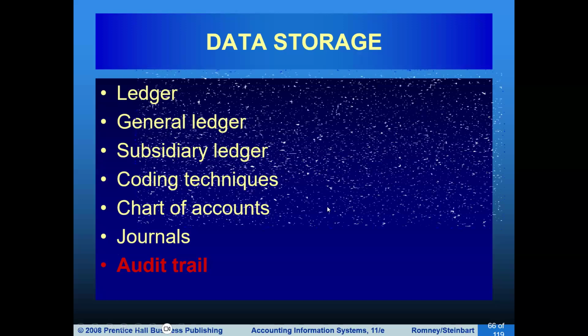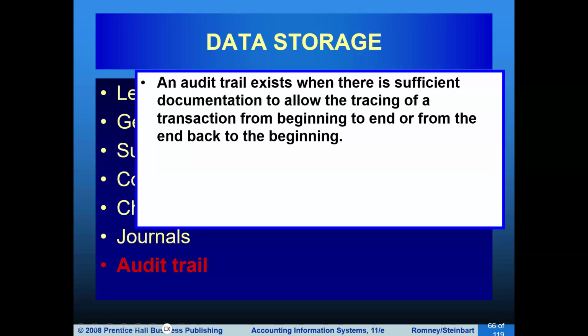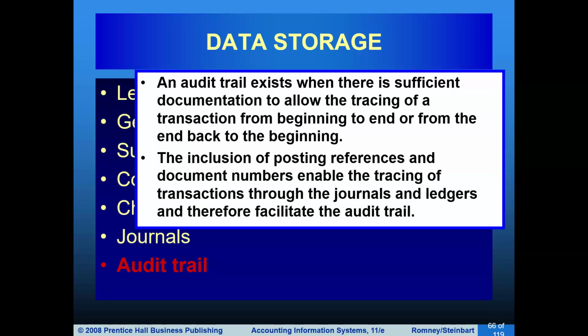Audit trail means an audit trail exists when there is sufficient documentation to allow the tracing of a transaction from beginning to end, or from the end back to the beginning. Say credit sales: you enter into the sales journal. Then the total of the sales journal goes to the sales account credit in the general ledger, and debit individual accounts in the debtors ledger. If you want to check this transaction from beginning to end and back to the beginning, this is what we call audit trail.